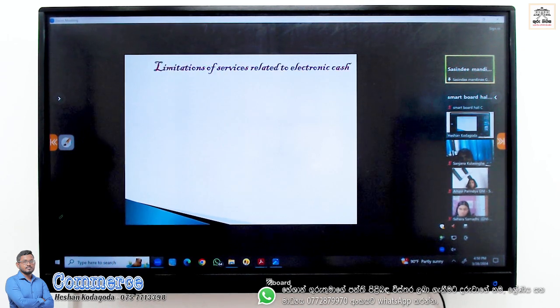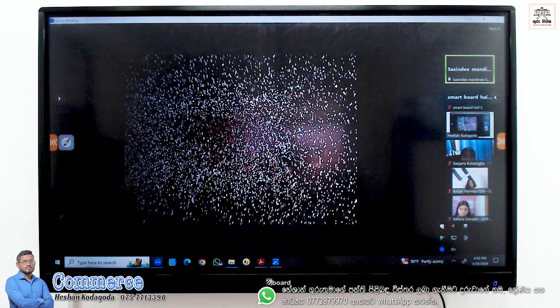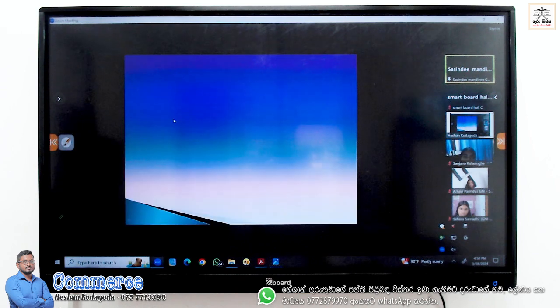Limitations of services related to electronic cash. Risk of data being destroyed. Due to different technical errors, sometimes the data can be destroyed. Risk of being exposed to new types of electronic frauds. Incurring an extra cost. When the payments for a credit card are delayed, a penalty for delayed payments and high interest rates will be charged. Inability to use for payments at certain shops. Thank you.